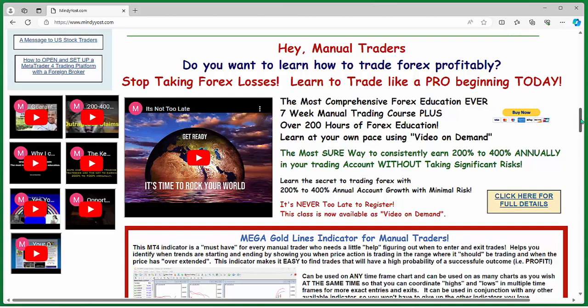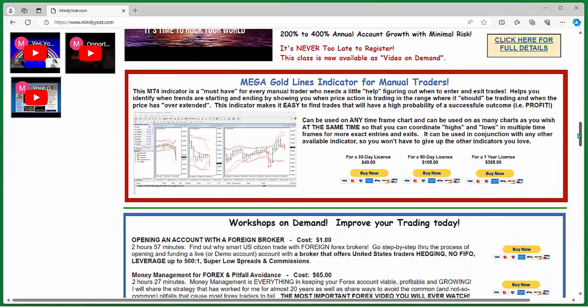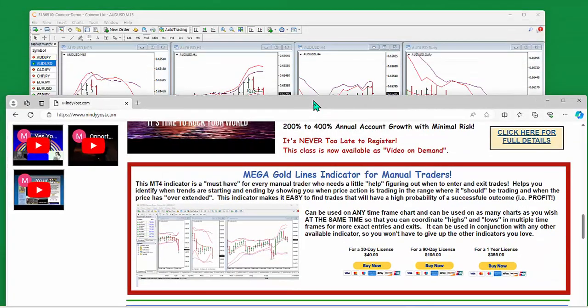But for those of you who are manual traders and already know how to trade, I wanted to talk to you today about an indicator that I developed specifically for manual traders, and it's called Mega Gold Lines Indicator for manual traders. Okay, now this is only good on MetaTrader 4 platforms, but what it does is it allows you to easily find trades to enter, but it also helps you know when to exit those trades as well. And I'm going to show that to you right now.